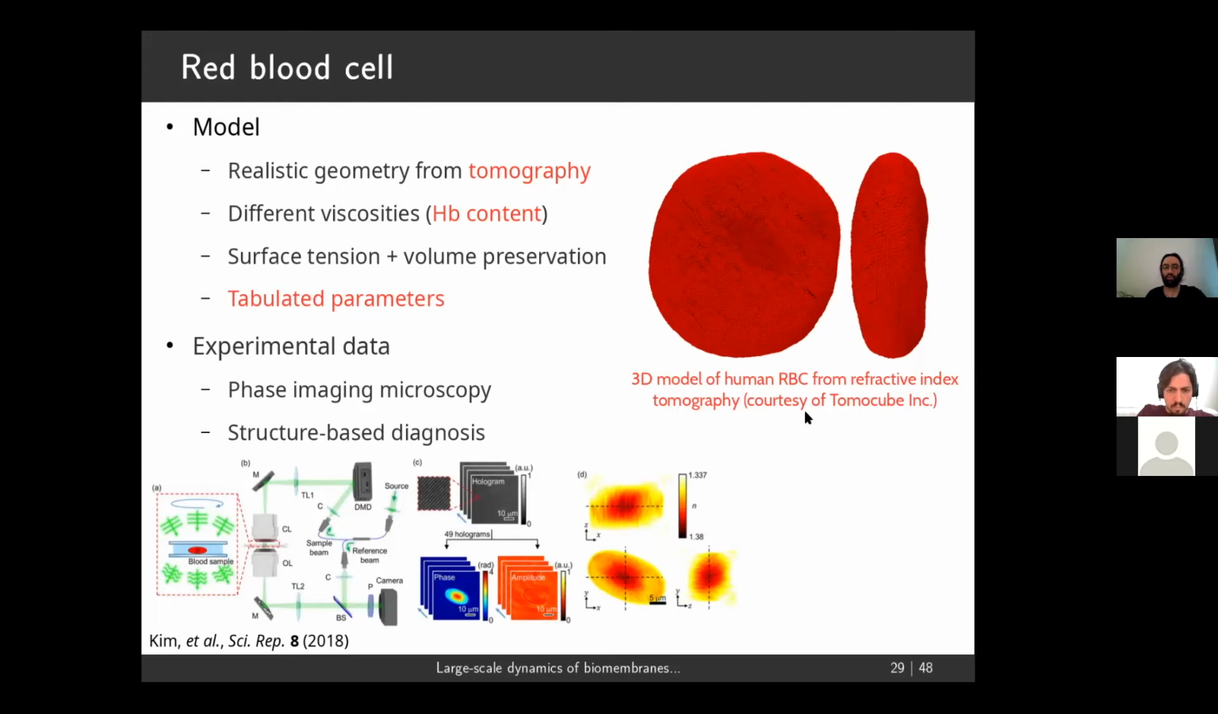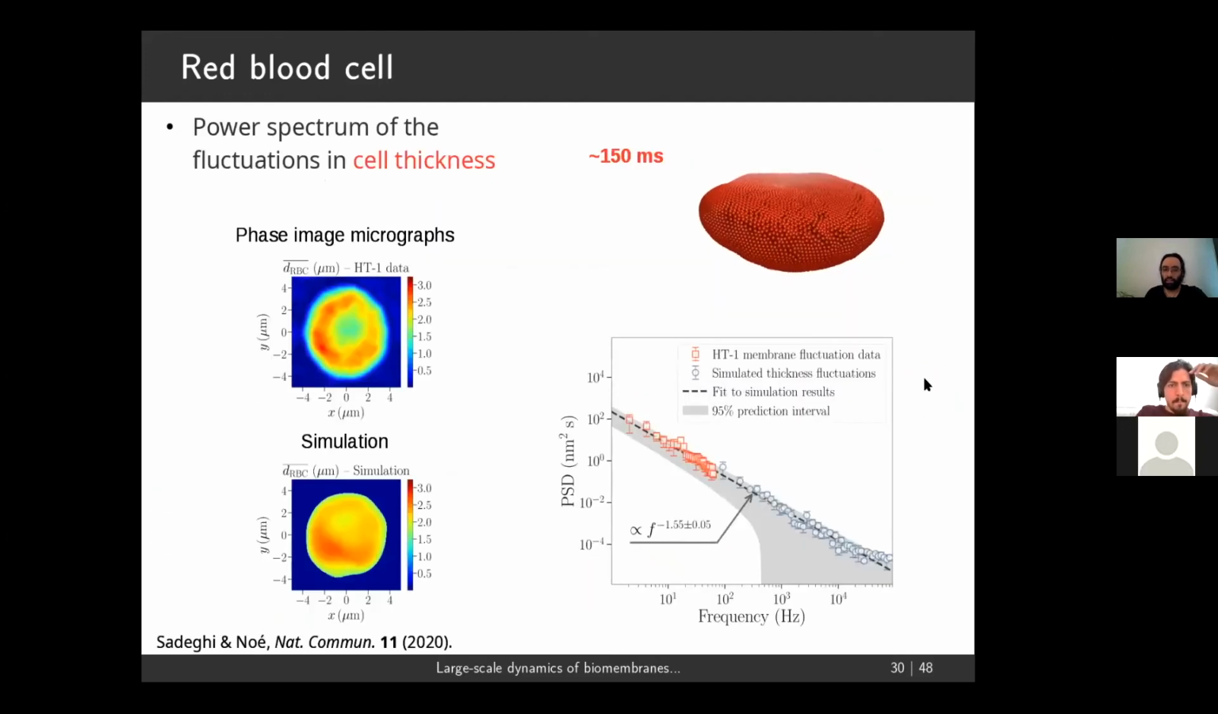So I asked one of these groups which did these experiments to give me a mesh representation of the form of the red blood cell. I used that mesh representation to build the model, and then I compared the result with the fluctuation spectrum that they got from the phase shift microscopy. And these are the results. I'm not sure if that's clear enough. So in this movie, you see a fluctuating red blood cell.